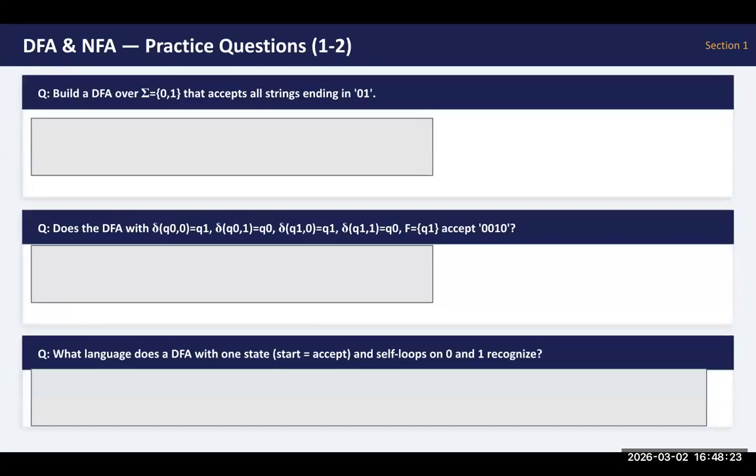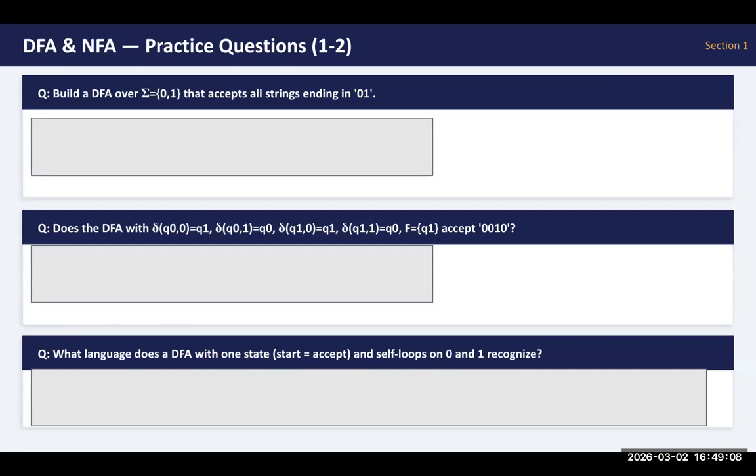I wanted to go over some questions that you may get and some practice questions that you can take home from this presentation. One of the questions that I decided to do is build a DFA with strings ending in 0 1. What I like to do is write down the accept and deny strings. So that would be 1 0 1, 1 0 1 1 1, 0 1 0 0 1, 1 1 1 0 1, etc. And then the deny would be 1 0 1 0 0, etc.